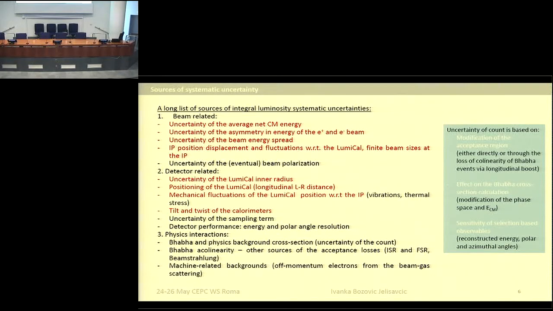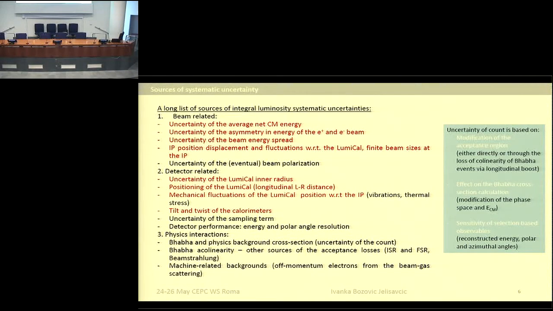And as I'll show, if uncorrected, it's the major source of uncertainty in luminosity measurement. Then various sources of Bhabha acollinearity. Beamstrahlung is hopefully not as pronounced as in linear machines, but it has to be considered. And as I said, machine-related background.